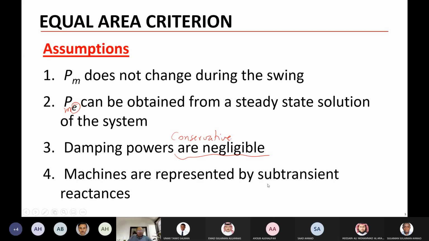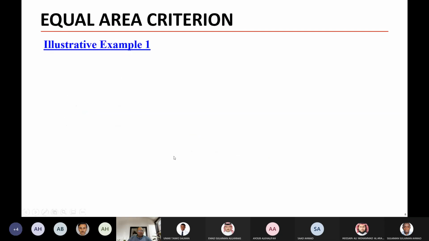Machines are represented by subtransient reactance. We are talking about transient stability, a few milliseconds, so this will be represented by the subtransient reactance, which is Xd double prime here. These are the assumptions to analyze the equal area criteria.